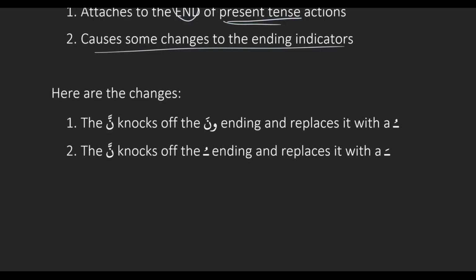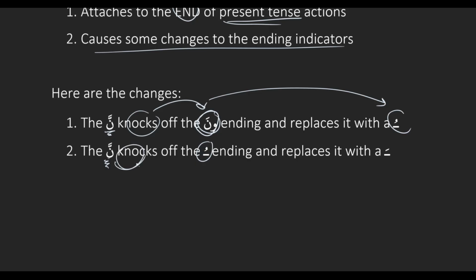If our present tense action normally ends in una, and then you attach a noon of emphasis to it, that noon of emphasis will knock off the una and replace it with a u. We'll go over these rules theoretically, and then we'll look at the chart. And if the noon of emphasis attaches to a present tense action that normally ends in a u, the noon will knock off that u and replace it with a.